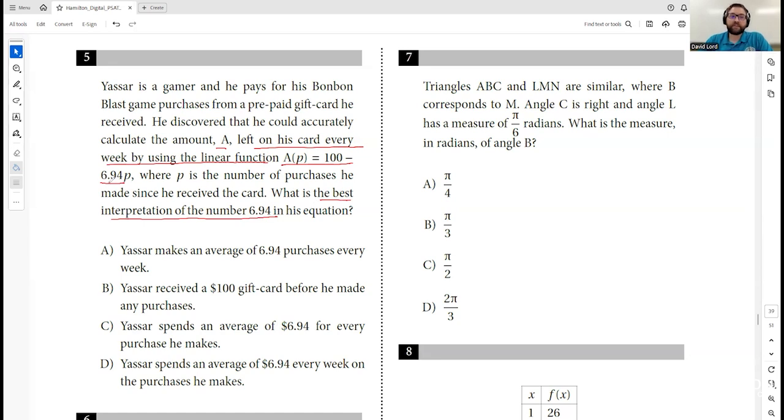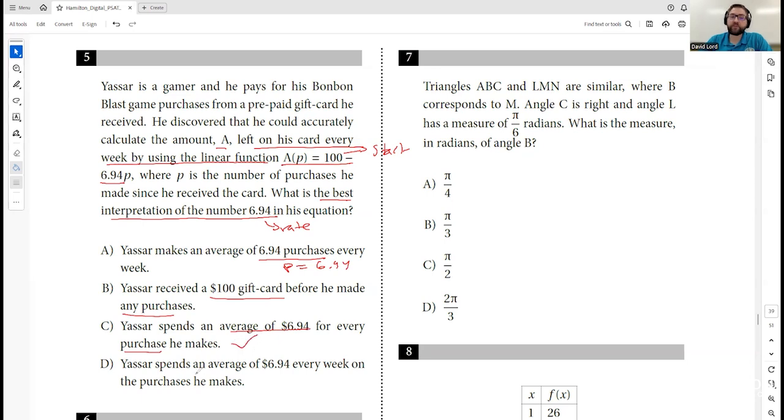Well, this is a linear model, and 6.94 is multiplying the variable. So that makes me think that 6.94 is the rate of change, and the 100 is the starting amount. So maybe it's a $100 gift card that he spends $6.94 for every purchase. So Yasser makes an average of 6.94 purchases. That's incorrect. That would be assuming P is 6.94. He received a $100 gift card before he made any purchases. That would be the y-intercept. He spends an average of $6.94 for every purchase he makes.